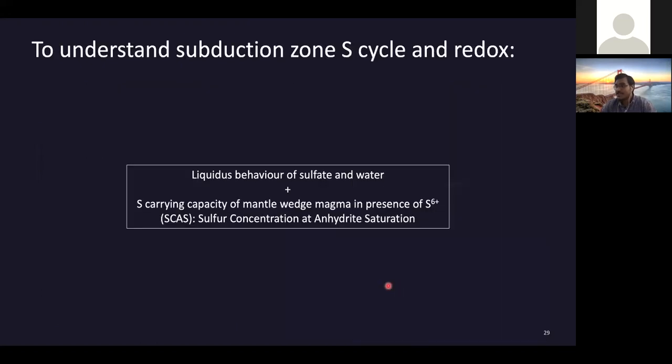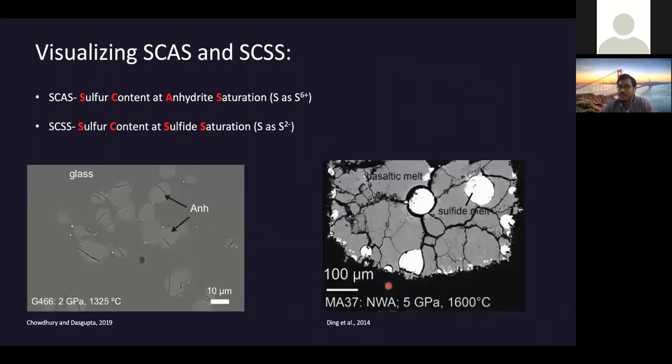So to better understand the subduction zone sulfur cycle and redox, we are going to look at the liquidus behavior of sulfate and water combined in a basalt. And we are also going to look at the sulfur carrying capacity of a mantle wedge magma in the presence of sulfate, which is called sulfur concentration at anhydrite saturation. Before delving deep into this, I want to clear out what SCAS and what SCSS is.